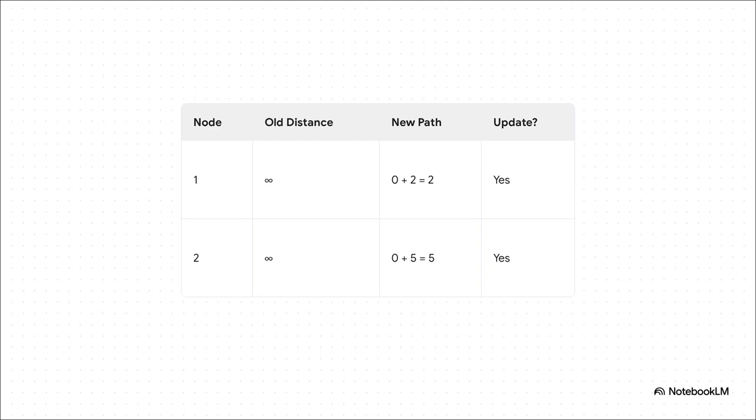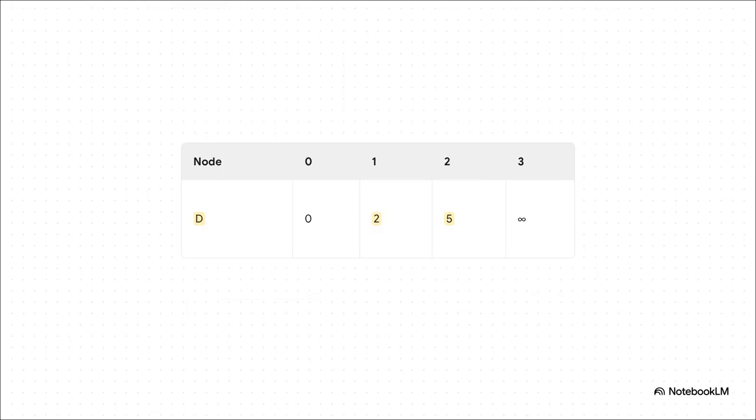Now for step 3. Update. Is a path of 2 to node 1 better than infinity? You bet it is, so we update our scorecard. Same deal for node 2. A path of 5 is way better than infinity, so we update that too. So here's where we stand after 1 round. We've got our first real distances recorded. And now for the final step in the cycle, lock. We mark node 0 as visited. We are done with it. We never have to look at it again.